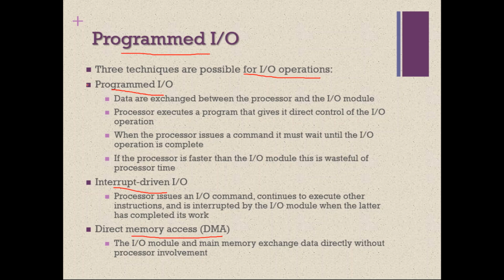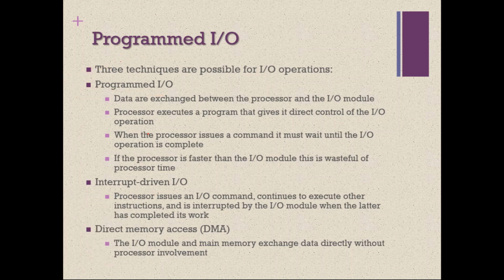For programmed IO and interrupt driven IO, to perform the IO operation, the involvement of the processor is very much required. Without the processor, programmed IO and interrupt driven IO cannot be done. But that is not the case for DMA. For direct memory access, the processor's involvement is not required. So let us try to understand this.